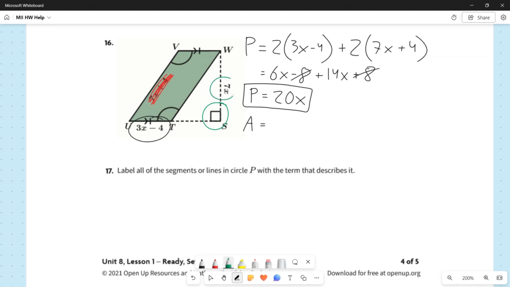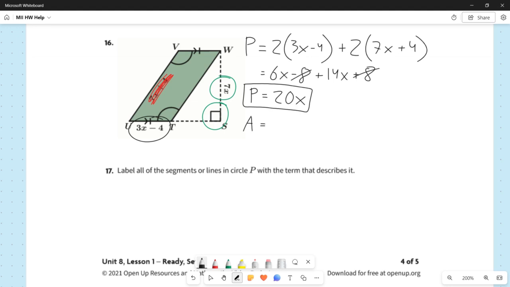And you can probably see where we're going with this. The 7x is our height, not 7x plus 4. All right? Now, theoretically, we could also use the 7x plus 4 as our base, but then we don't know the height. We don't have enough information to use the 7x plus 4 because we don't have anything that forms a right angle with it, but we do have something that forms a right angle with the 3x minus 4. So that's what we're going to use.